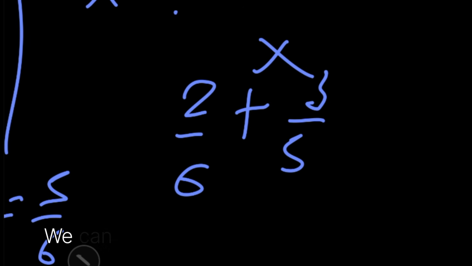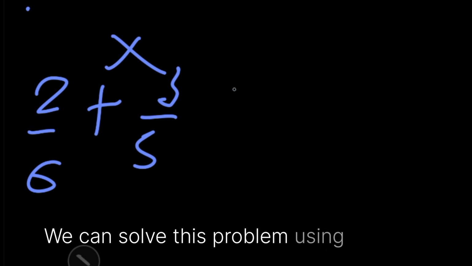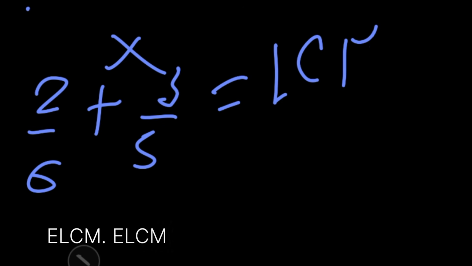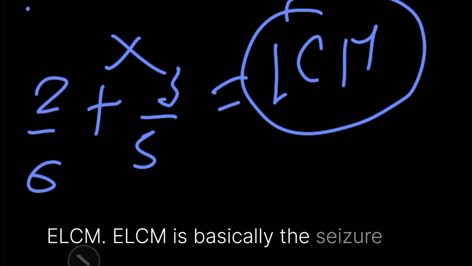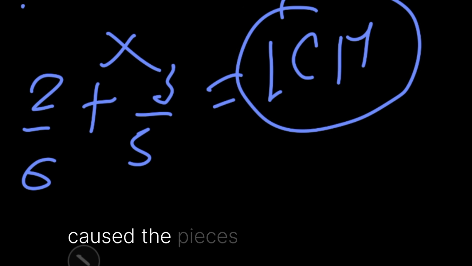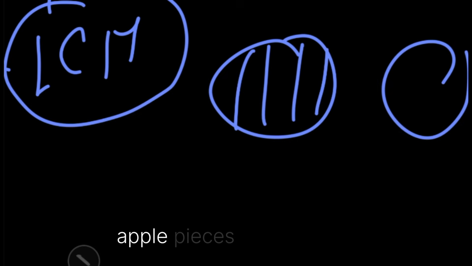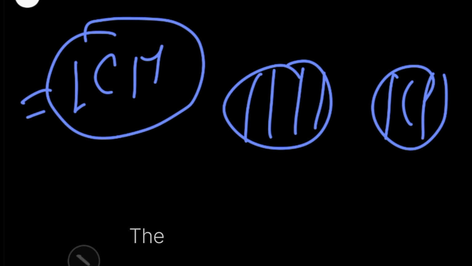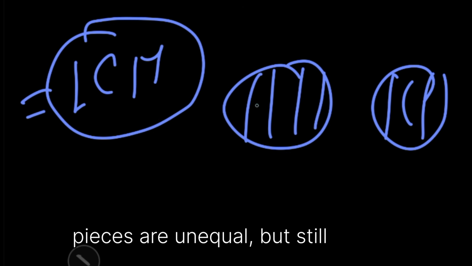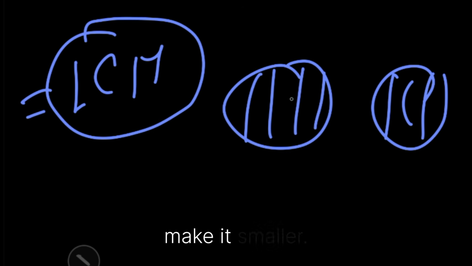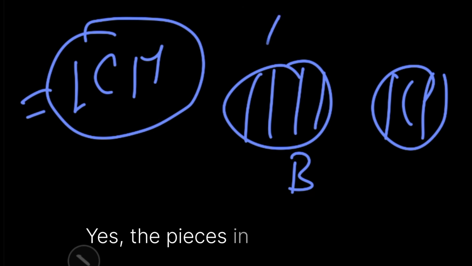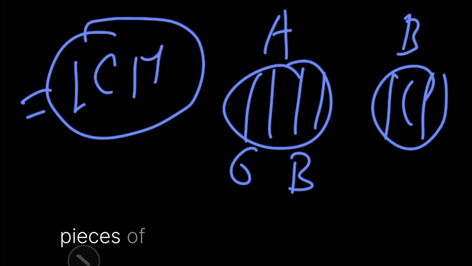No, no. We can solve this problem using our hero, LCM. LCM is basically the scissors that cut the pieces into smaller pieces. Let's take the apple pieces for example. The pieces are unequal, but we can still make them smaller. The pieces of A are bigger than the pieces of B.